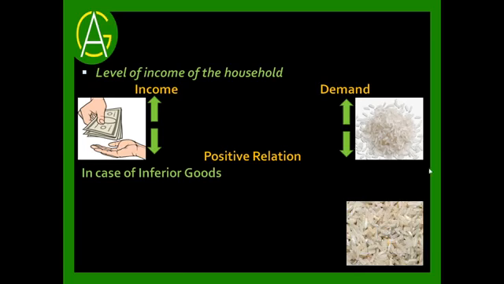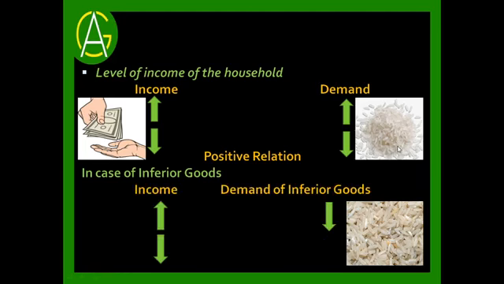So for example, this is Jirasar rice. Now basmati rice is superior quality rice, but Jirasar rice is inferior quality rice. Now when the income of the person increases, he will start purchasing good quality rice rather than this inferior quality rice. It means that he will cut down the consumption of this low quality rice and he will shift to the consumption of this good quality rice. So the demand for inferior goods will decrease. When the income increases, demand for inferior goods will decrease.